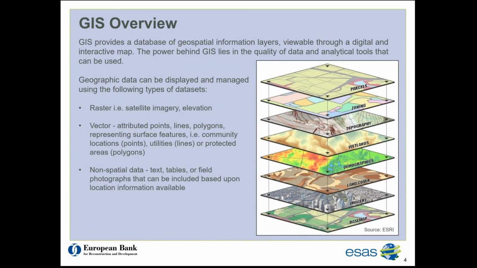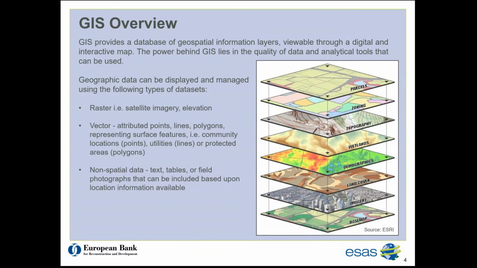So GIS is a system for capturing, storing, analysing and managing spatial data and associated attribute information. Effectively, this provides a database of geospatial information layers which can be visualised as a digital and interactive map. The real power behind GIS lies in the breadth and the quality of data that's collected within the database, and the software analysis and presentation tools available within the software.